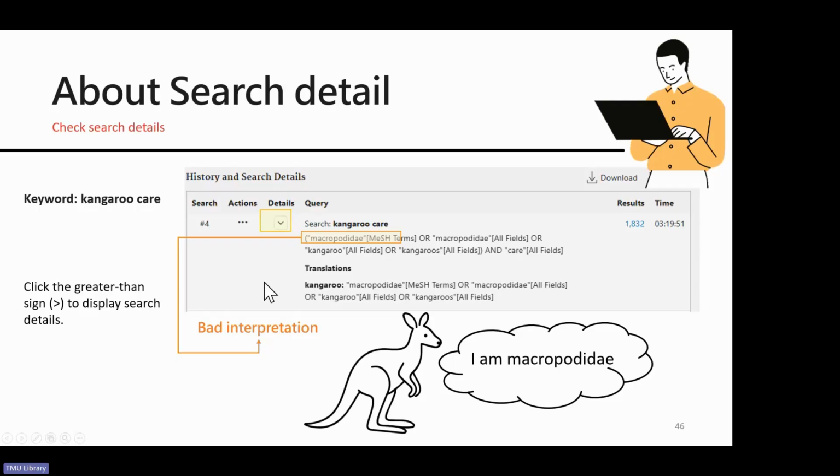But in the medical field, when we talk about kangaroo care, it is actually a way to care for a newborn baby. So this can explain some very strange results of your searching. So when you find your searching is strange, maybe the first step before talking to the librarian is to go to search detail to check what happened inside.